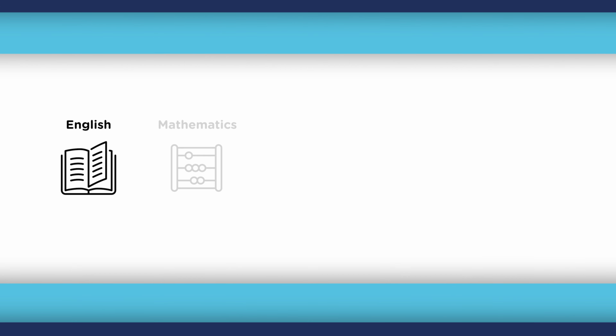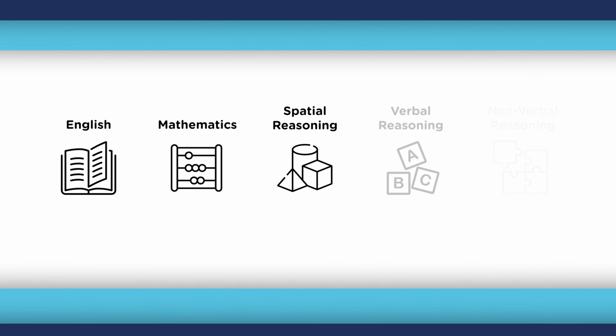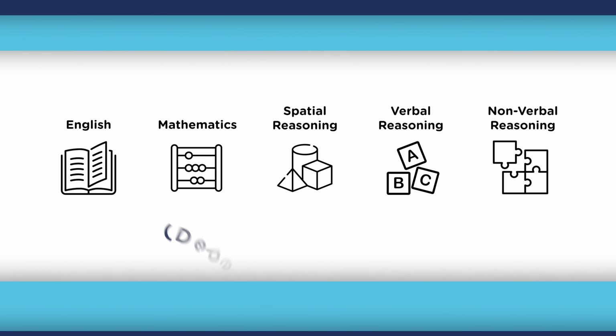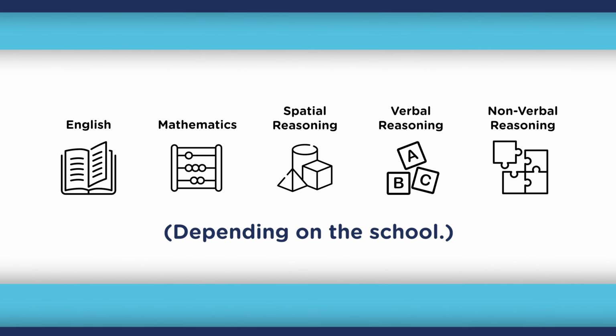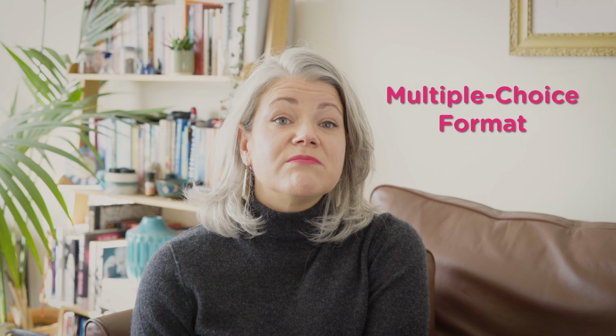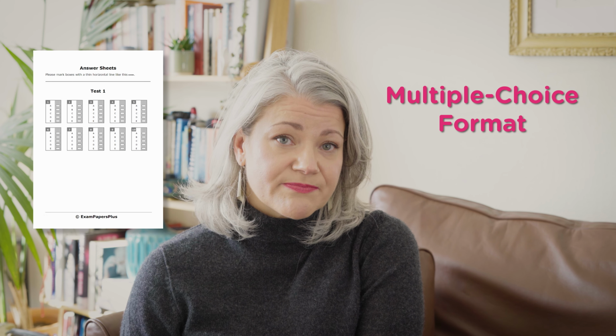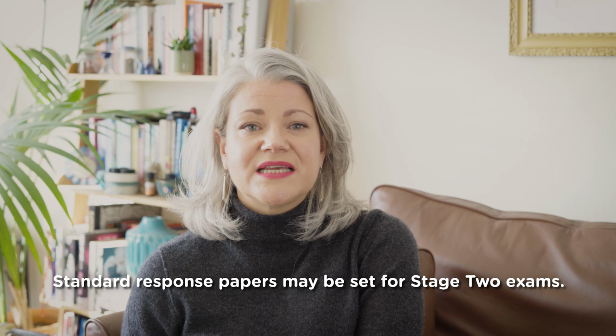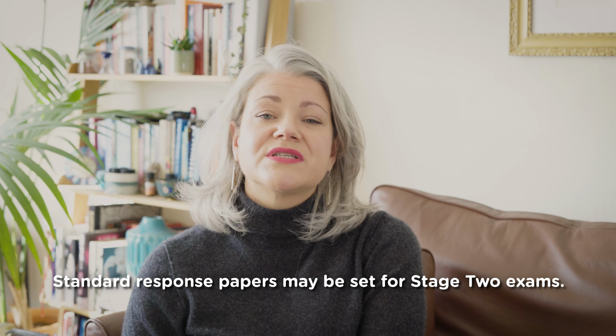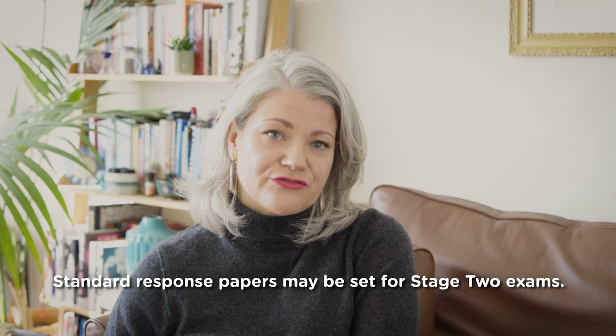At 11 plus, the GL exam can cover English, maths, spatial reasoning, verbal reasoning and non-verbal reasoning. The combination of subjects does depend on the school. The exam is in a multiple choice format and it's machine marked with separate answer sheets, although some schools also include standard format assessments. This often comes up in Stage 2 exams in the schools that have that part as their entry process. Let's now look at the subjects tested in a little bit more detail.